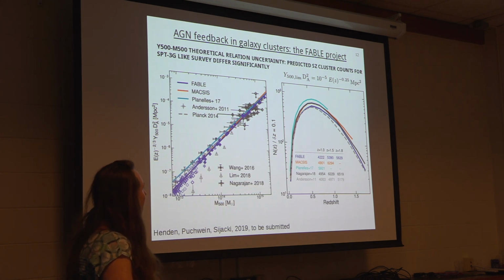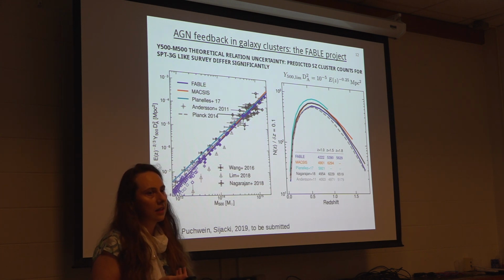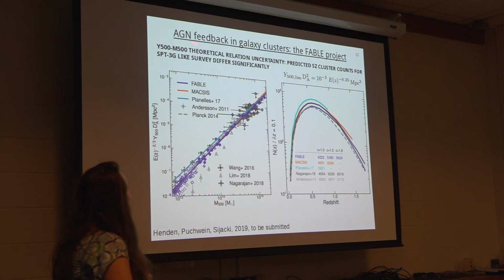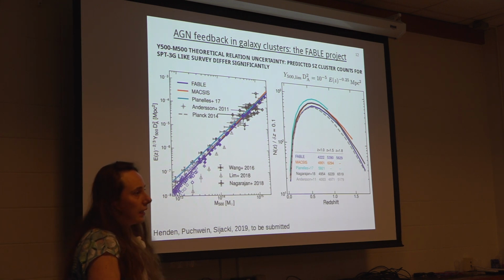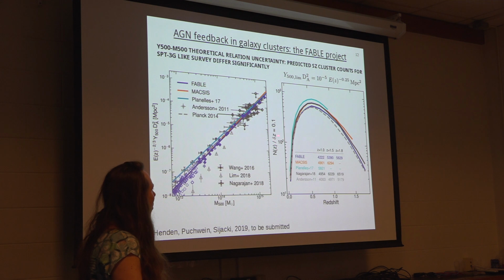So if we translate now this uncertainty in this scaling relation between Y500 and M500 into the predicted cluster count for the next generation of SZ surveys, we find a really interesting result. So we can do some limiting cut in Y500 for a survey like SPT-3G, so what should they be able to detect in future, and then we count the number of objects per redshift bin as a function of redshift, and we get all these different curves.